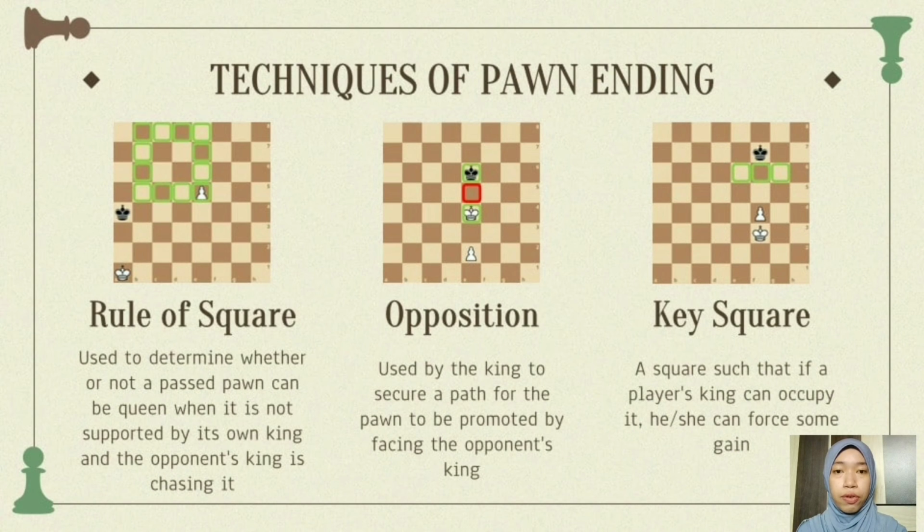Okay, for the techniques of pawn ending, there are 3 techniques: the first one is the rule of square, the second one is opposition, and the third one is key square.